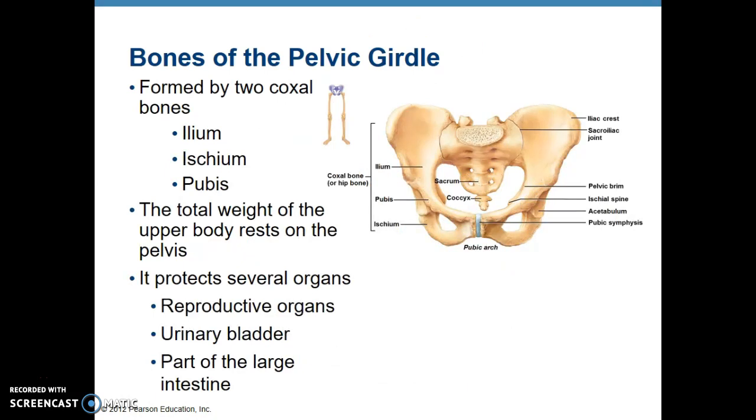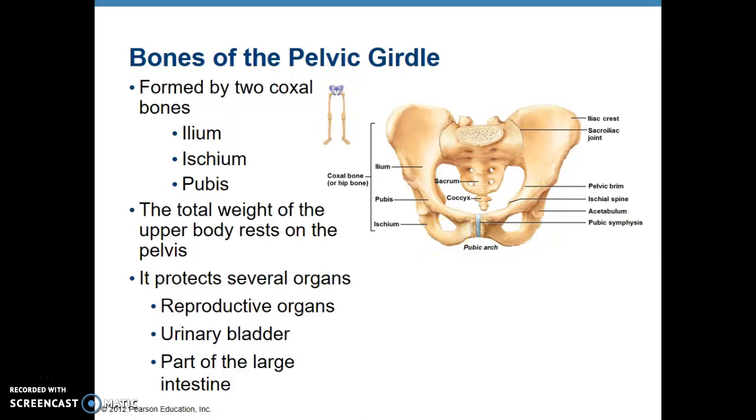The last thing I want to talk about is the pelvic girdle. The pelvic girdle is actually pretty interesting because it differs significantly between the sexes, and I'm going to talk about that in just a second. Two coxal bones come together to form the pelvic girdle, and the ilium, the ischium, and the pubis are 3 different sections of each of those. So here, this area is the ilium, this area is the pubis, and this is the ischium.